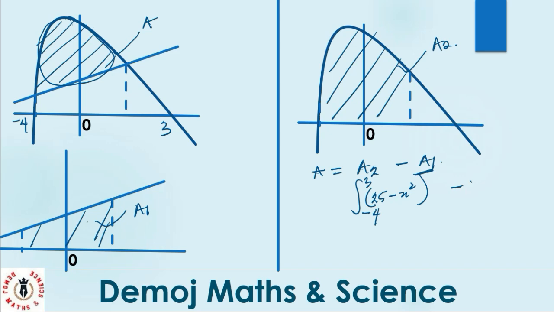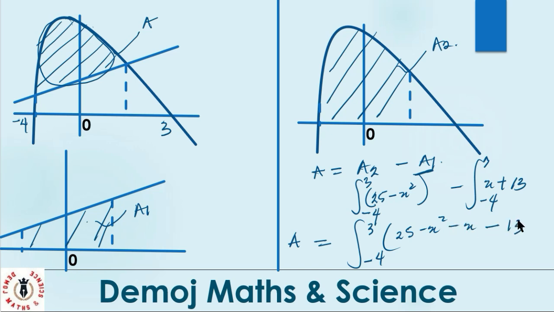Now this is minus the integral of the area under the straight line, that is x plus 13, ranging between 3 and minus 4. Now we can put both of them together, so this is the same thing as saying the area, from minus 4 to 3, of 25 minus x squared minus x minus 13. I've simply subtracted both of them. Let's use another slide.